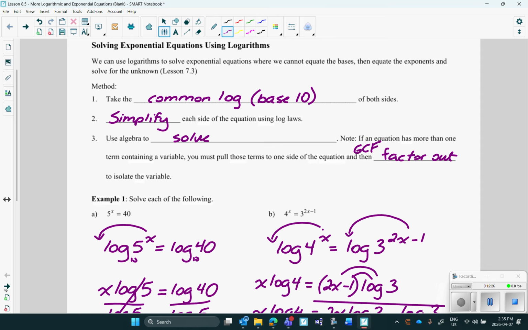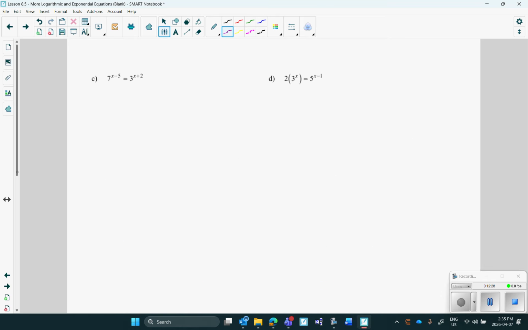Okay, so let's look at a few more examples. First step: log both sides. Second step: pull the exponents in front of the logs. Pull the x's in front of the logs.